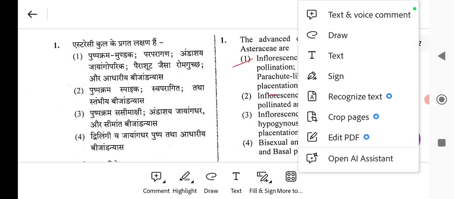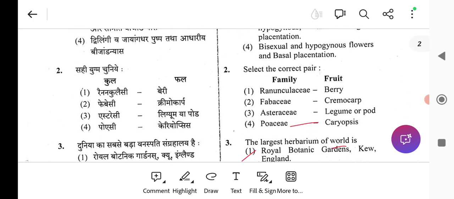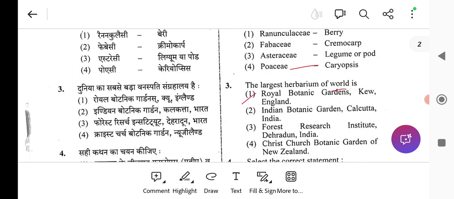Question number 1: the advanced characters of family Asteraceae are inflorescence head, cross pollination, ovary epigynous, parachute-like pappus and basal placentation. Question number 2: select the correct pair. Here the correct pair is Poaceae having Caryopsis fruit.